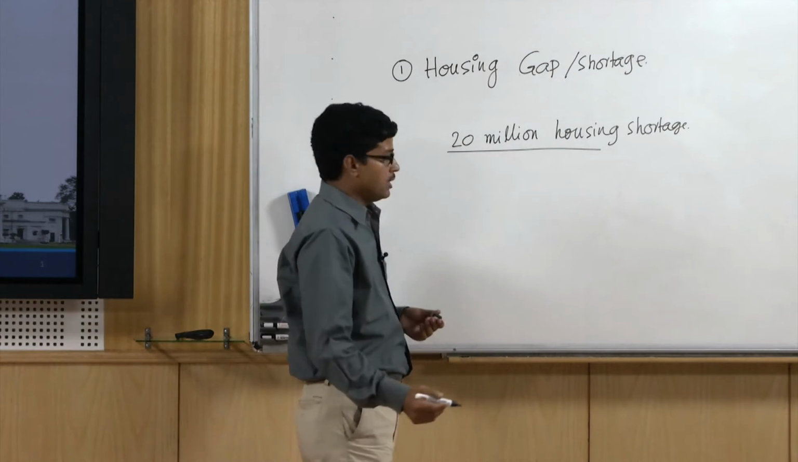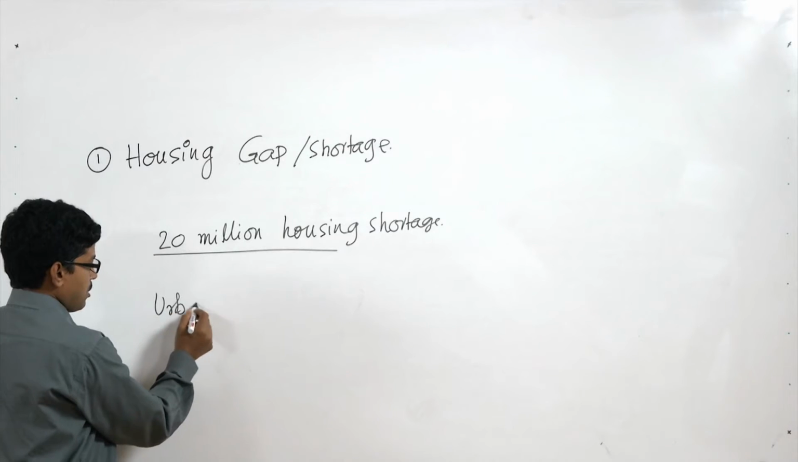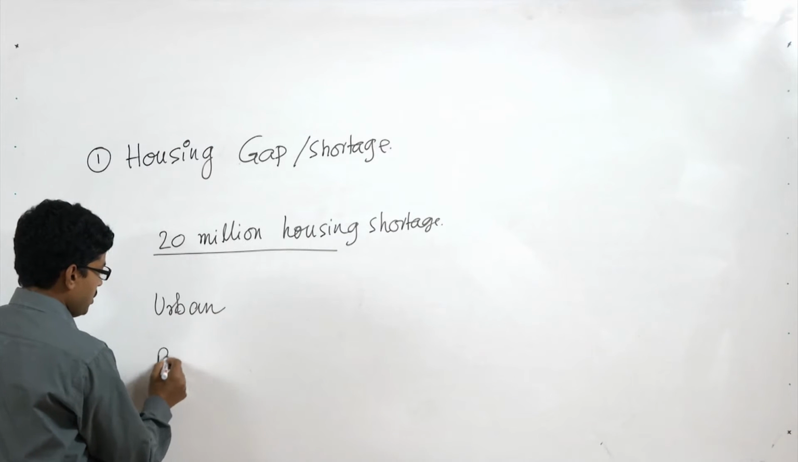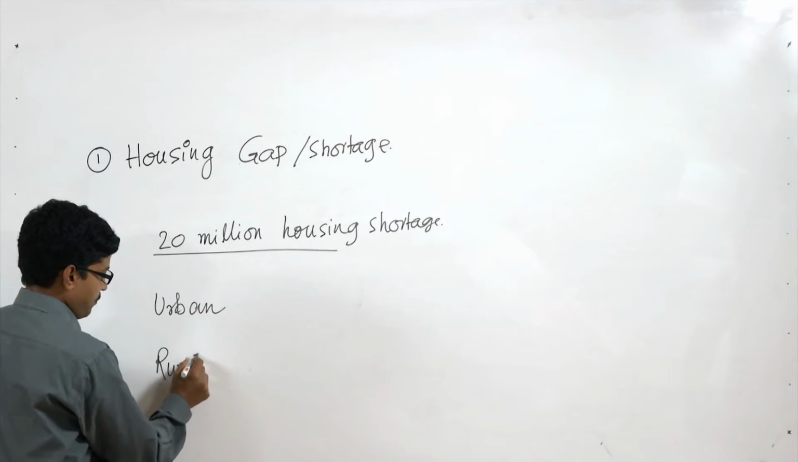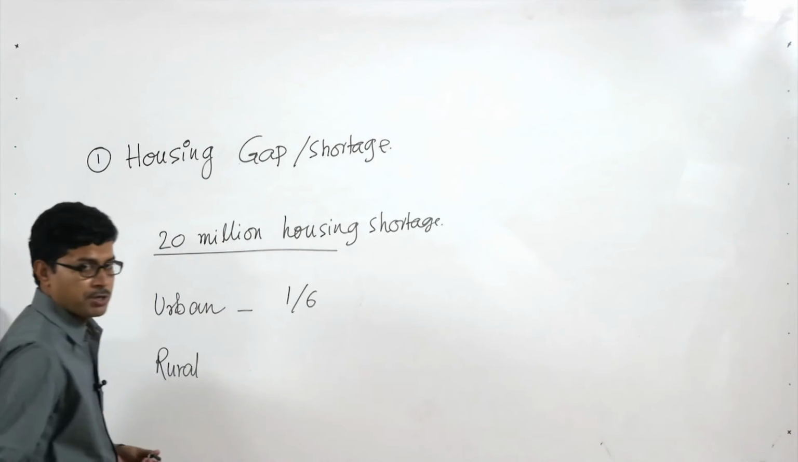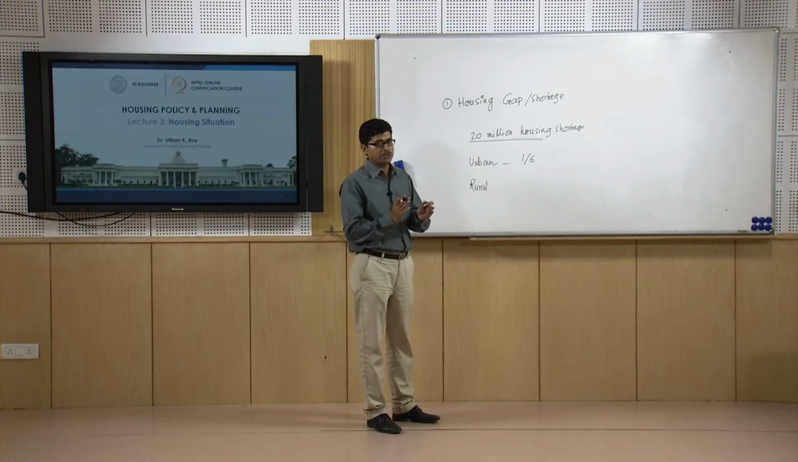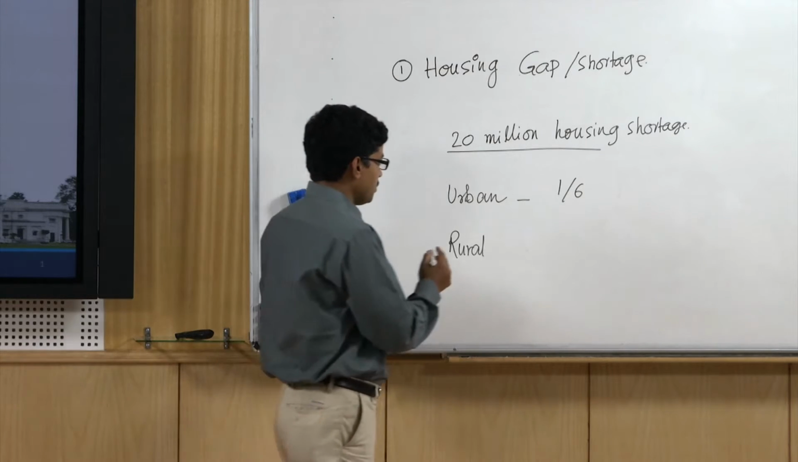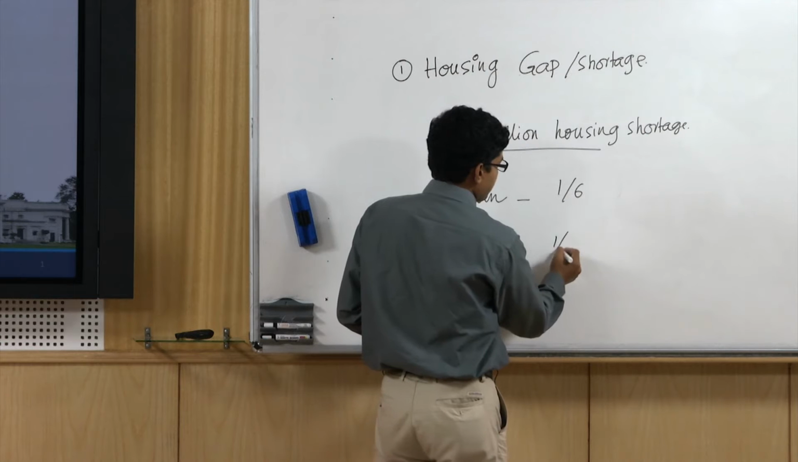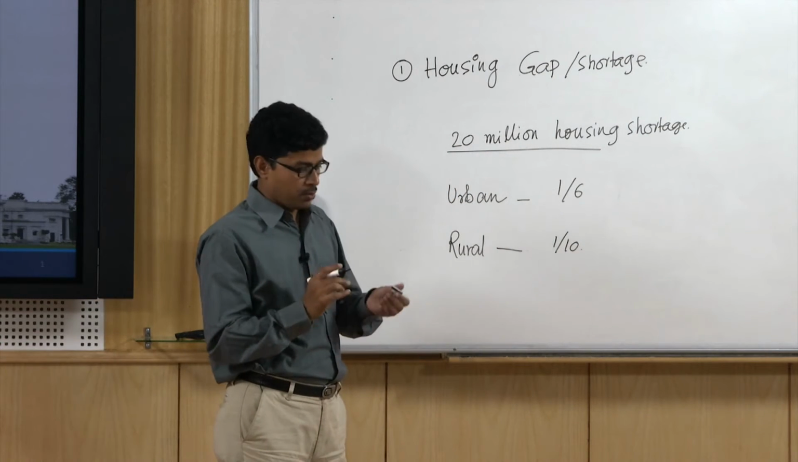It means that in urban area and rural area, in urban area 1 out of 6 persons does not have any livable house. Out of 6 persons, 1 person does not have any livable house. In rural area it is 1 out of 10 persons that does not have a livable house. That is the overall situation.